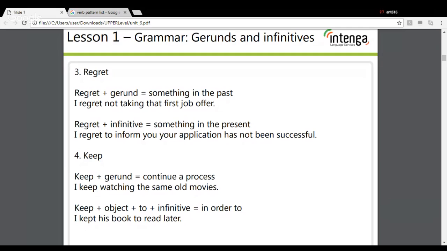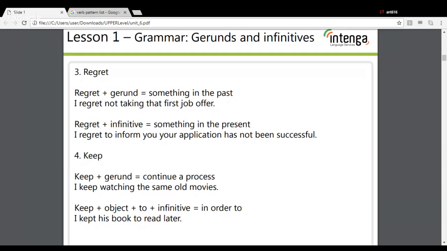All right. And what about keep? Can you read the examples with keep? Keep plus gerund equals continue a process. I keep watching the same old movies. Keep plus object plus to plus infinitive equals in order to. I kept his book to read later.